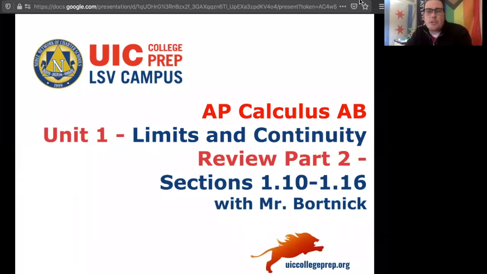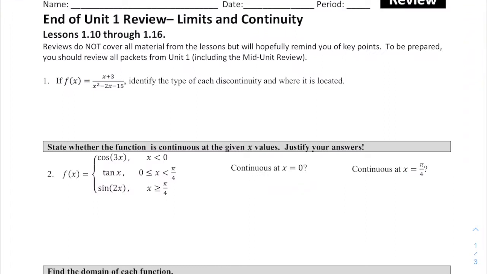Hey everybody, this is Mr. Bortnick for AP Calculus AB. We're doing Unit 1, Limits and Continuity. Today we're doing the second part of our Chapter 1 review. We're focusing on sections 1.10 through 1.16. Enjoy! All right, so this is part 2 of our Unit 1 review.